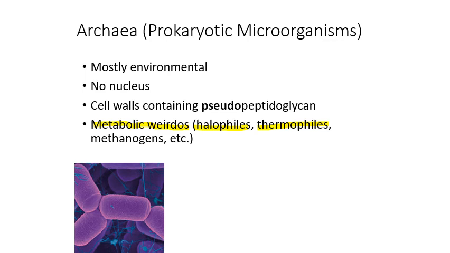Now, these guys differ from bacteria in their cell walls in that bacterial cell walls contained peptidoglycan. Archaea contain pseudopeptidoglycan. Pseudo means false here. So that means these guys have a false peptidoglycan cell wall.